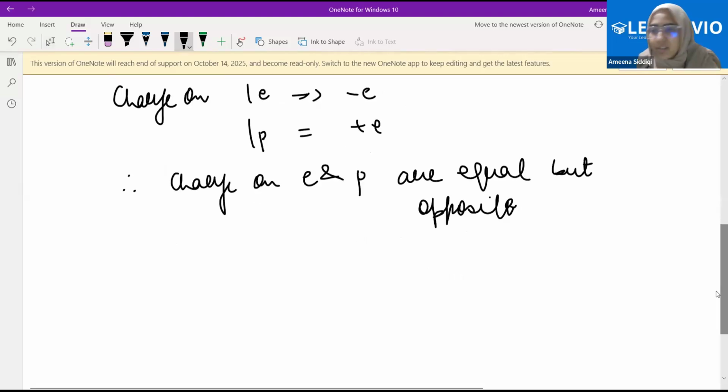Based on this, I'm just taking this example. Let's suppose I have 10 electrons. So the charge will be minus 10e, because one electron has a charge of minus e. But please say yes or no.